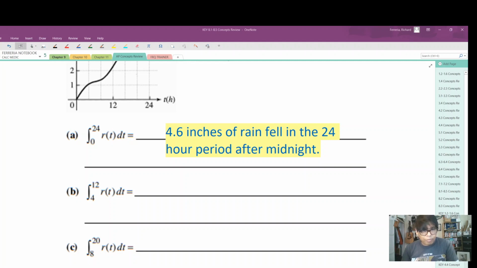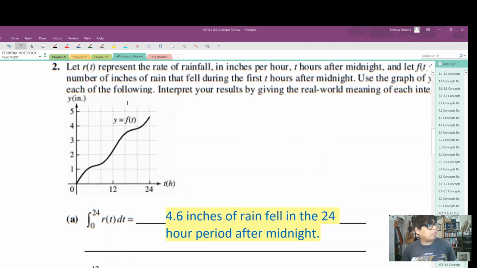Next, we get an integral from 4 to 12. So this one's similar to the one that we were just looking at, except for now we're looking at the amount of rain that fell between the hours of 4 and 12. So that's about 4 a.m. and 12 noon. According to the graph, at 12 noon, right over here, what does that look like? That looks like about 2.3 inches of rain since midnight. At 4 a.m., which would be that first line, that looks like about 1.2 inches.